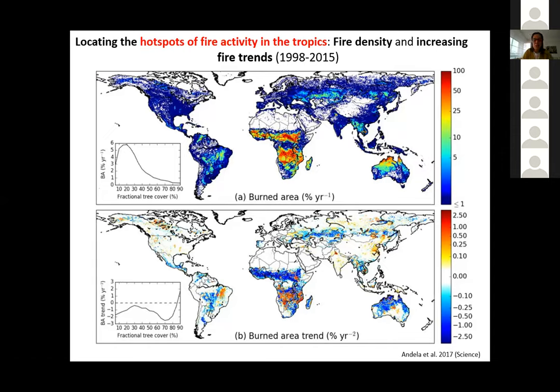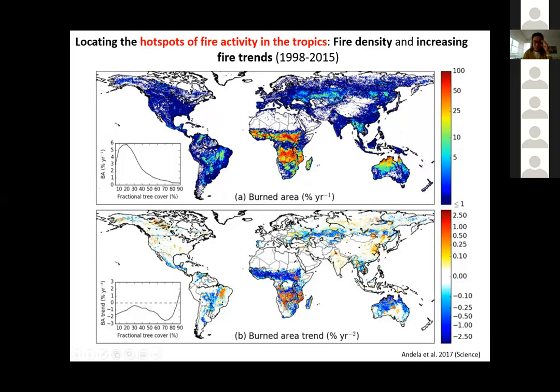And this is actually our second definition of fire hotspot. We want to know which of these areas that are burning in the tropics are actually suffering changes in the fire trends. They're having more burn area. And this will, in the end, change the fire regimes, and it will affect ecosystem stability, carbon balances, biodiversity levels, human health, and water balances as well.